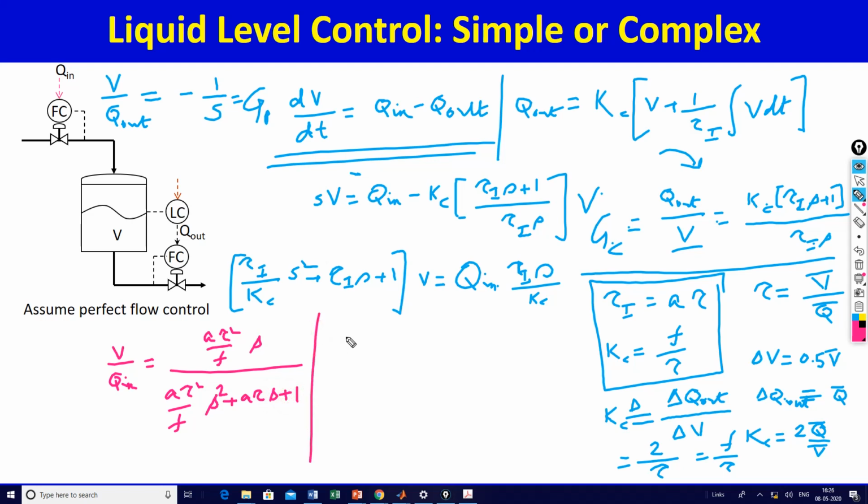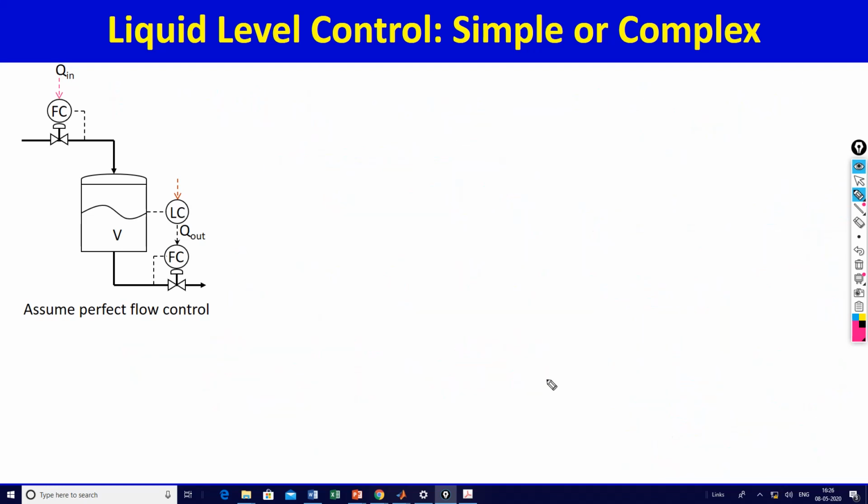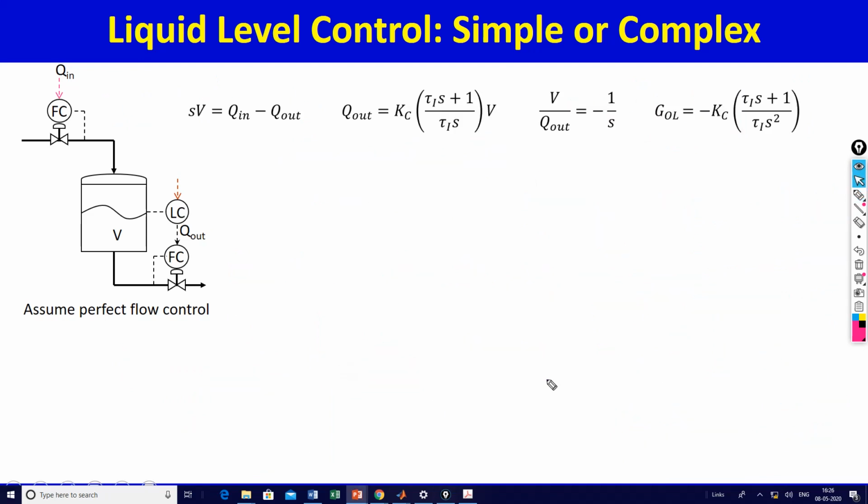and we also have Q out by Q in is equal to A tau S plus 1 divided by A tau square by F times S square plus A tau S plus 1. So we have derived these transfer functions, and now it's time to proceed further. So that's what we have.